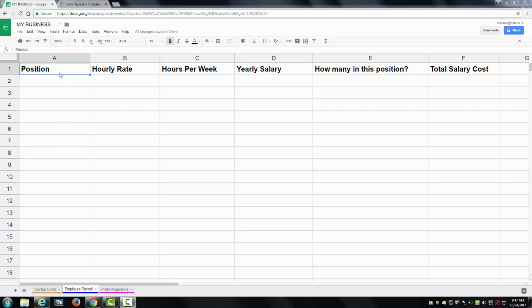If it's a restaurant, you need chefs, you need waiters. Think about your positions. Hourly rate, how much money do you make per hour in that position? How many hours a week do you work in that position? And then we're going to calculate how much money that person would make each year, how many there are of that position, and how much it's going to cost your business. And that's a really important number to know for your business.